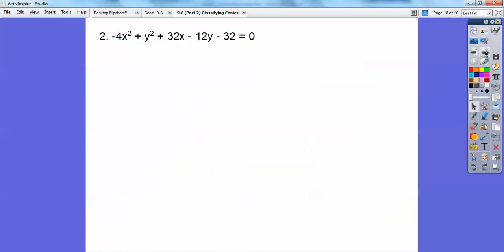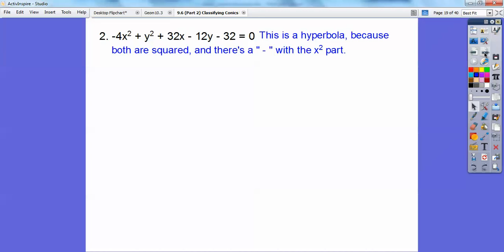Let's try this guy right here. Okay, now check it out. They're both being squared. It's kind of deceptive, you guys, because that's a plus sign right there, but that's a minus sign right there. So they're actually subtracting. So this is actually a hyperbola, you guys, because they're both squared and there's a minus with the x squared. All right, so I see some 32x, I see some 12y, so I've got to complete the square with the x's and the y's. So let me rearrange them, you guys.